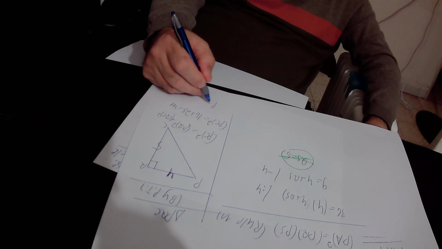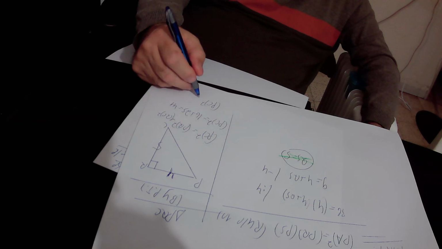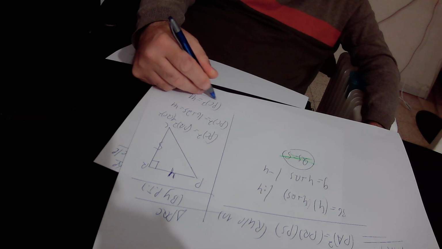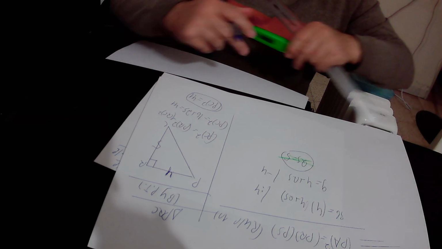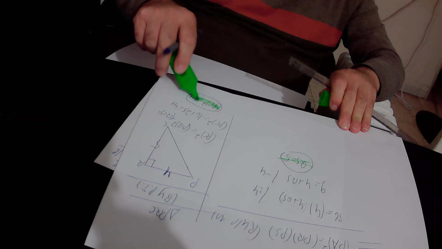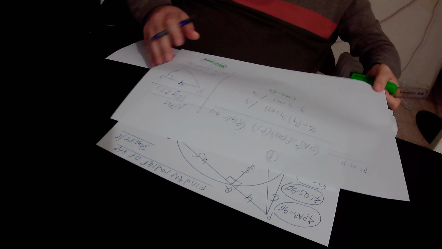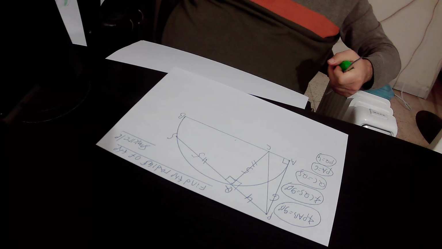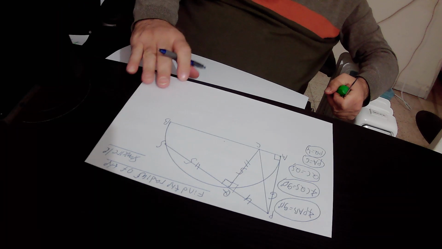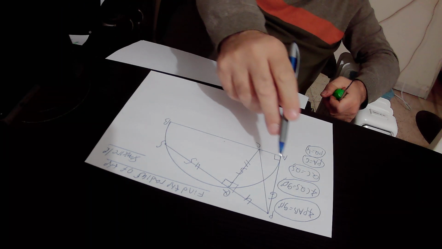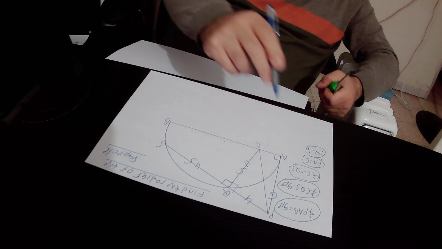In conclusion, we found that PC square, the square of the hypotenuse of the right triangle PQC, equals 41 units. In the next step, I will copy the right triangle PAC onto a new page, and we will implement the Pythagoras theorem in this right triangle PAC.